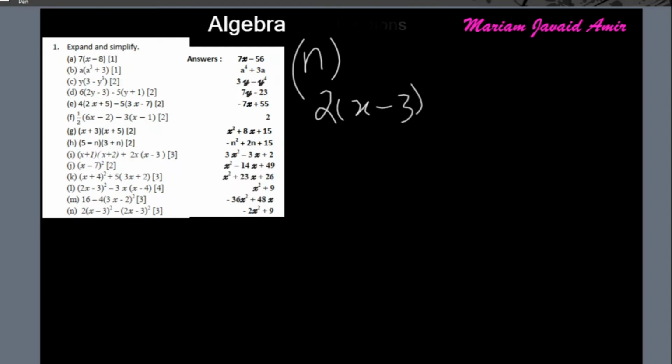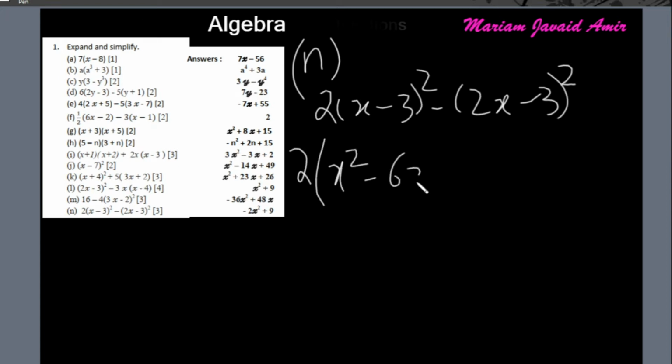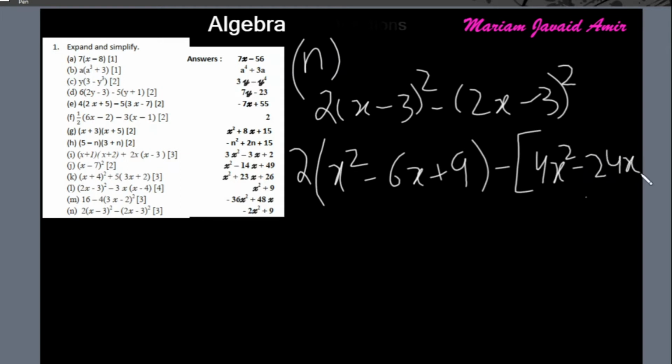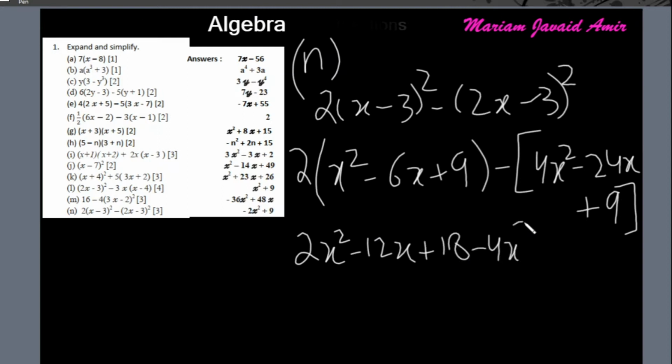Part N, (2x minus 3) whole square minus (2x minus 3) whole square. So a square minus 2ab plus b square, minus a square minus 2ab, which will be 4 times 2, 8, 8 times 3 is 24, 24x plus b square is plus 9. So this gives us 2x square minus 12x plus 18 minus 4x square plus 24x minus 9.